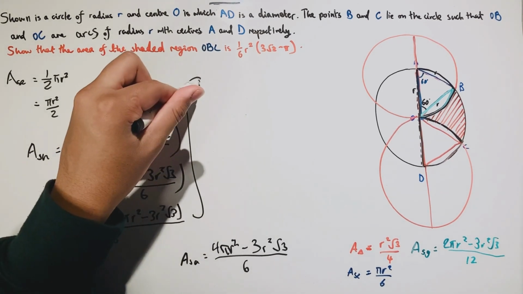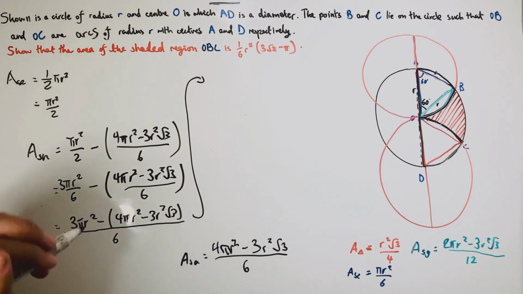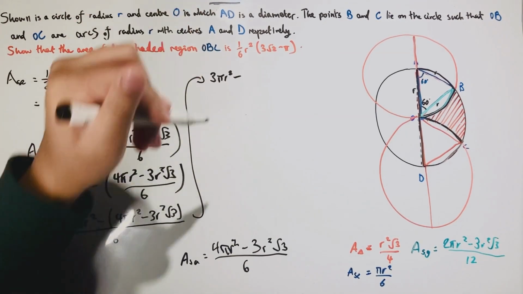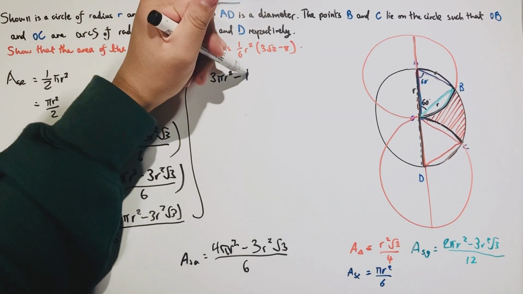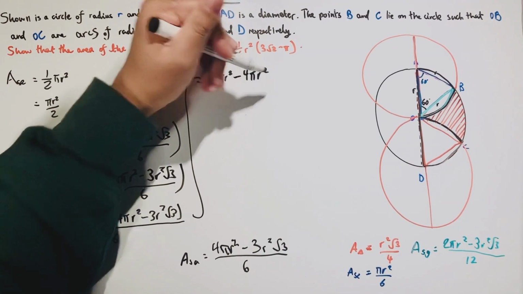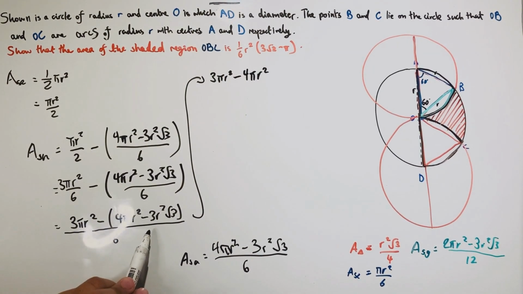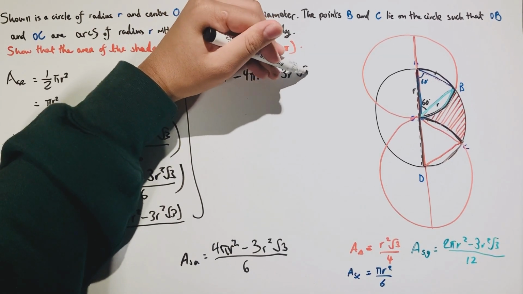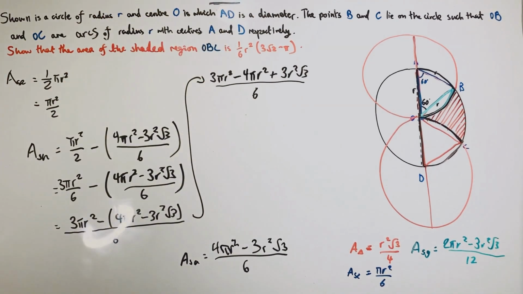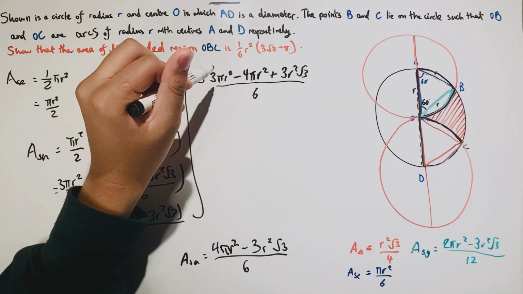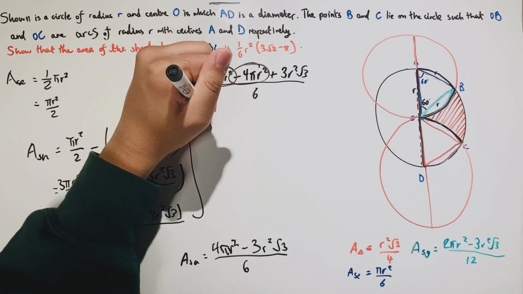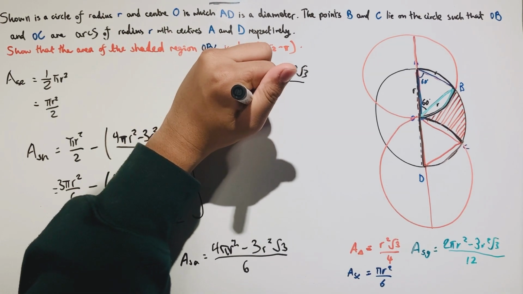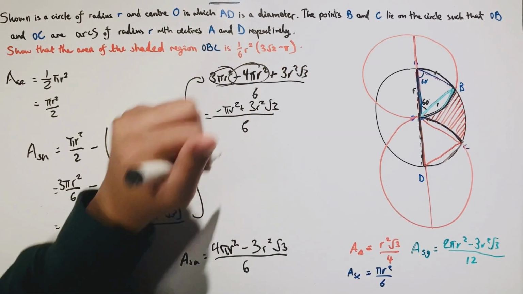Okay, we're going to take it up here, and we're going to get rid of those brackets. So we're going to end up with 3 pi r squared minus, you're subtracting a positive, so it's going to be subtract, and here we're subtracting a negative, so we're going to be adding it. So you're going to end up with plus 3r squared root 3 all over 6. Now you can see we've got some like terms, so we're going to end up with minus pi r squared plus 3r squared root 3 over 6.